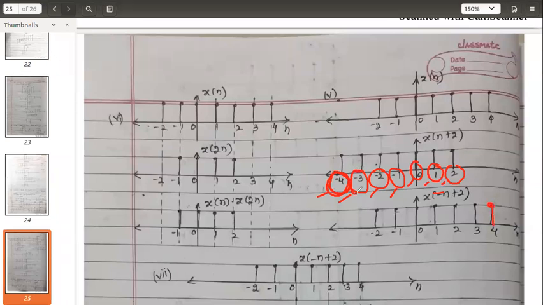Then minus of -3 is +3. Draw this. Minus of -2 is +2. Minus of -1 is +1. 0 is 0, no change. Minus of plus 1 is minus 1. Then minus of plus 2 is minus 2. Okay, this is the reflection.